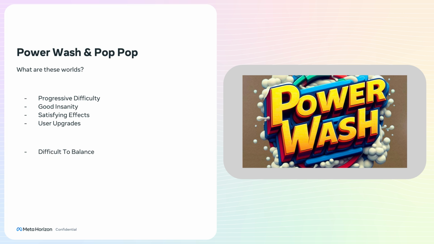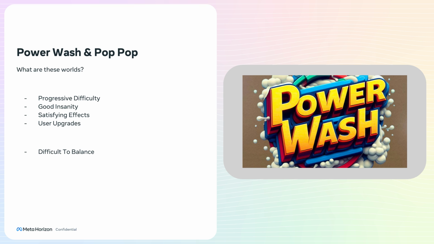Next up is Power Wash and Pop Pop. These are less violent games. So what are these worlds? Progressive difficulty. Okay, this is the question that was just asked. What are the worlds? Power Wash is a game where you show up and you clean gunk off of cars. Pop Pop is a world where you show up and you pop balloons.